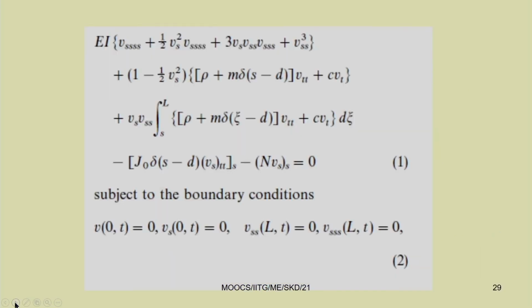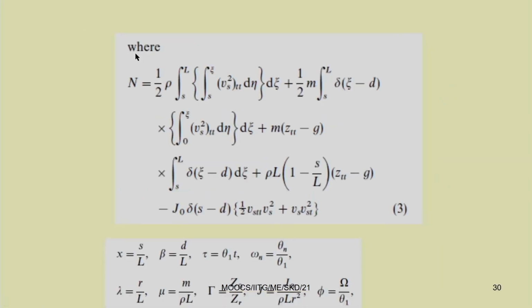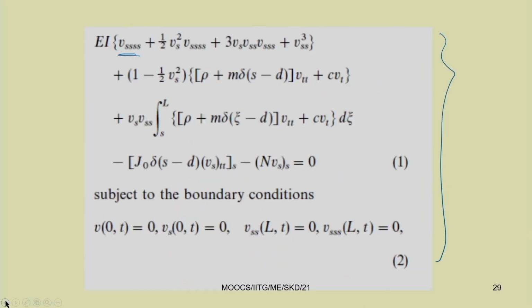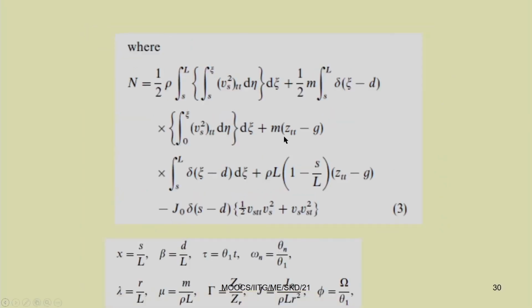In this case, the equation of motion can be written in this form. If you compare this equation with the Euler-Bernoulli beam equation, in the Euler-Bernoulli beam equation only this term is there, corresponding to E I del fourth W by del s fourth, and in terms of rho A, one more term, rho V double dot, will also be there.